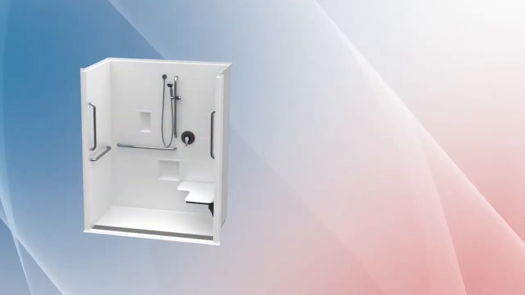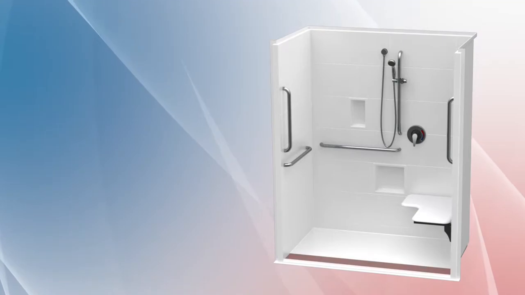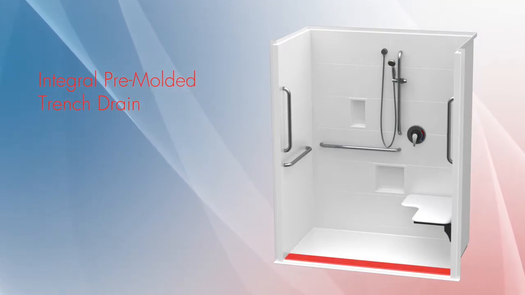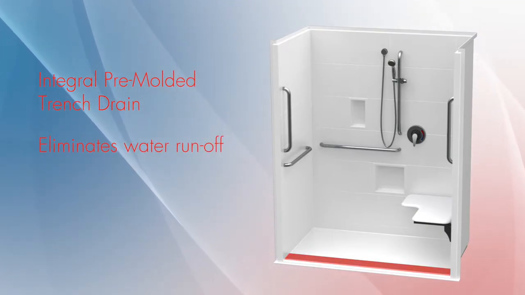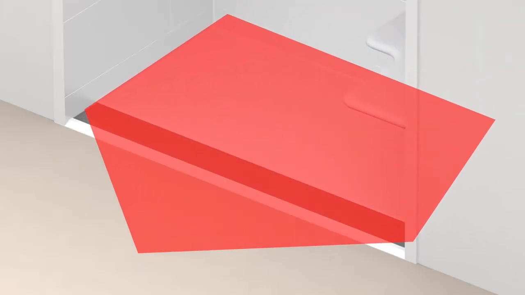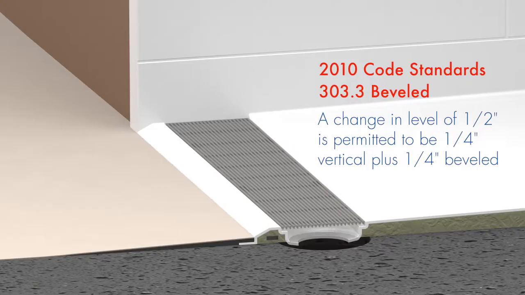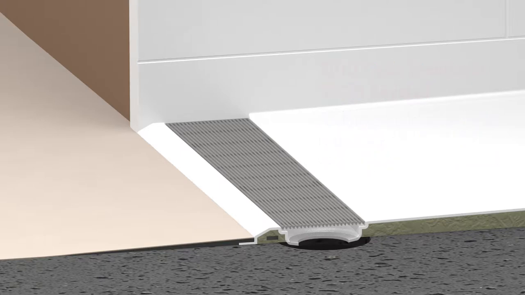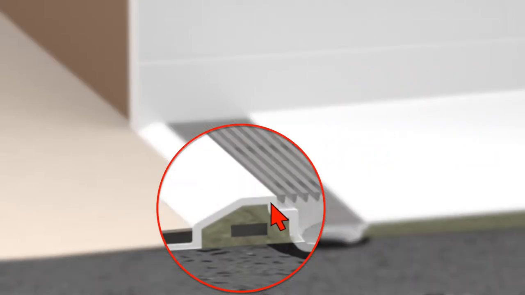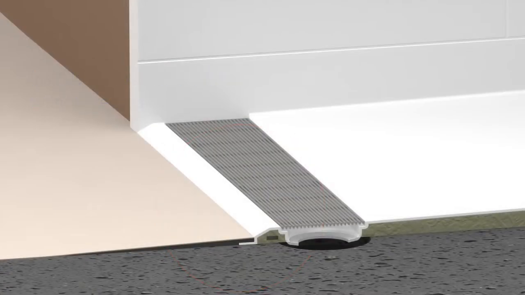Let's start with function. This new collection features an integral pre-molded trench drain system that eliminates water runoff onto the bathroom floor. The floor is pitched in one direction toward the trench, eliminating slopes that complicate standing. Change of level shower thresholds were addressed in the 2010 code standard improvements. The half-inch change of level allows the Freedom Trench to be installed on slab or subfloor without recess. This is a primary money-saving aspect that cannot be overlooked during budgeting.